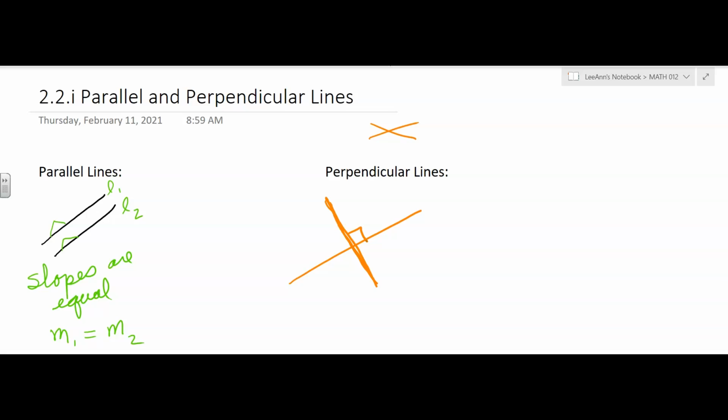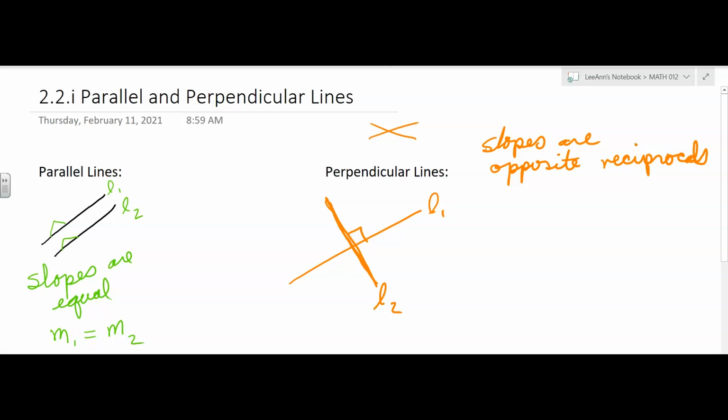So let's say this is line 1 and this is line 2. Line 1 and line 2 have slopes that are opposite reciprocals. Slopes are opposite. I'll talk about that in a minute. Reciprocals.